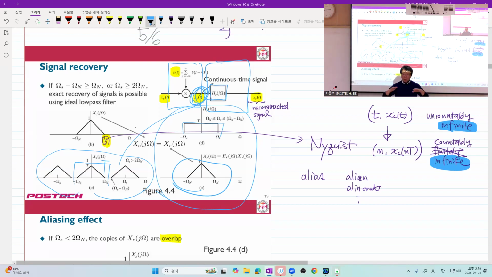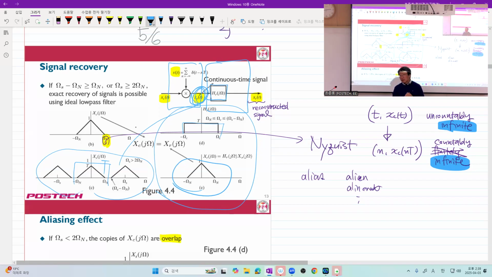Think about this. Suppose you have a finite energy signal and you sample uniformly, then how many samples mathematically? Countably infinite samples you need to keep for reconstruction. But in reality, what do we usually do? We discard infinitely many and keep finitely many, right? Finite, 100 samples, 1 million samples. Then is perfect reconstruction possible?